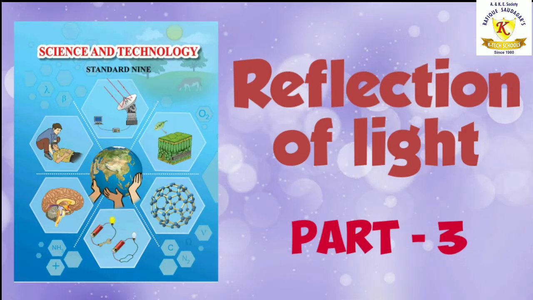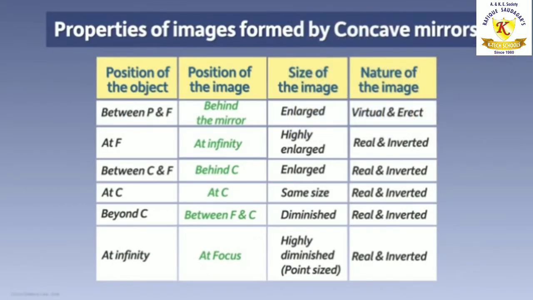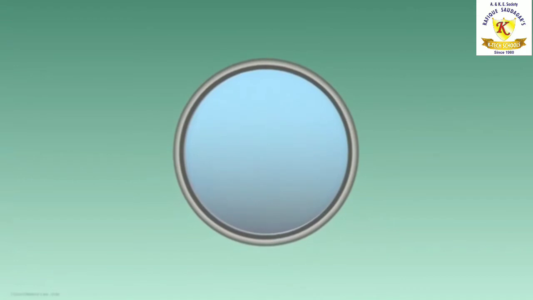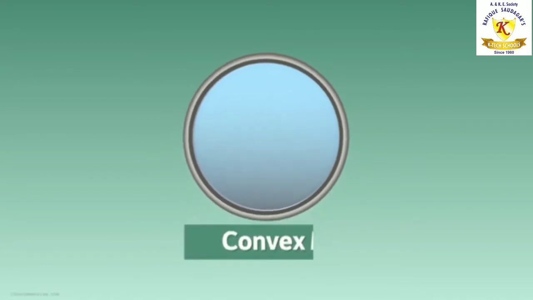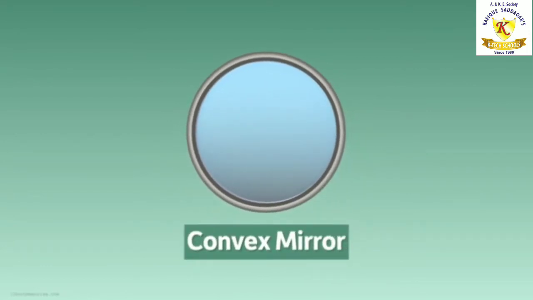So, as we all know, we have started with Science 1, lesson number 11, Reflection of Light. And in our previous lecture, we have studied the properties of images formed by a concave mirror. So today we will learn the properties of the image formed by the next type of mirror. Which kind of mirror is this, children? Yes, it is a convex mirror.